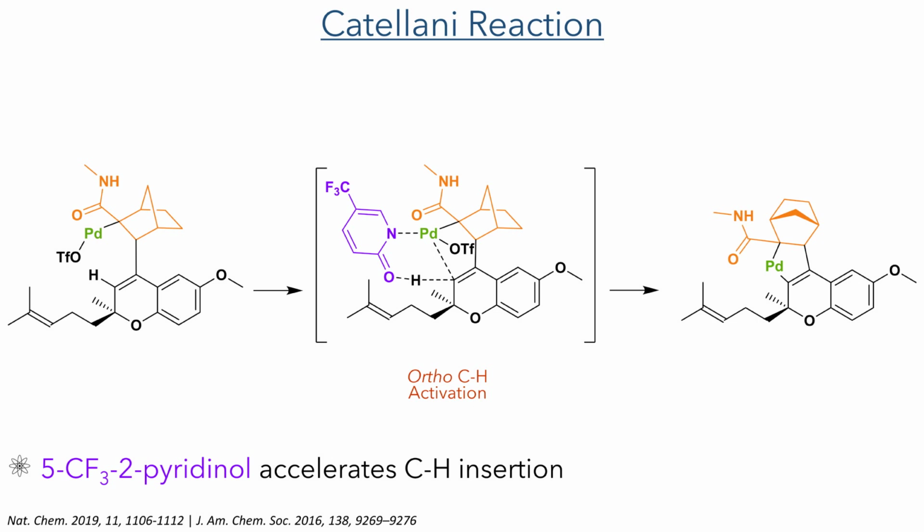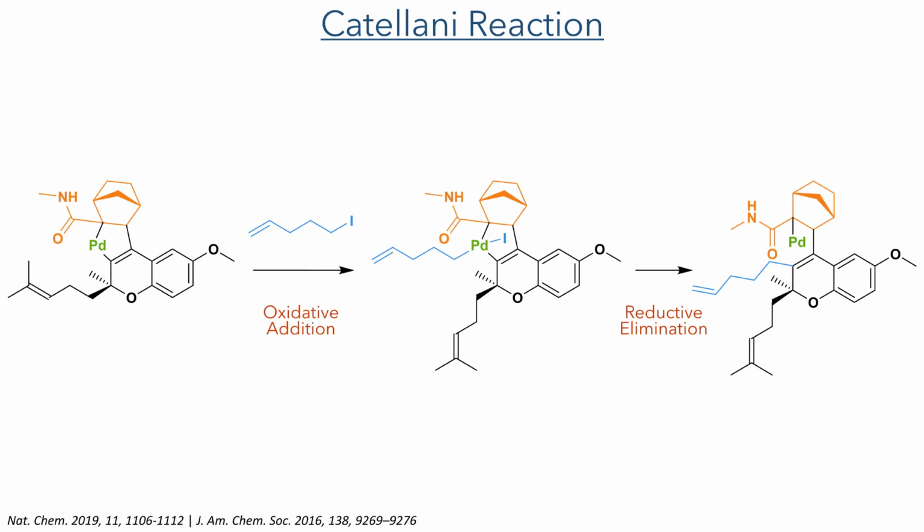5-trifluoromethyl-2-pyridinol additive. This reacts in its pyridone tautomer, where it can coordinate to the palladium through the nitrogen atom, while the oxygen acts as a hydrogen acceptor and lowers the activation energy for the CH activation. This step creates a new carbon-palladium bond, and the palladium then undergoes another oxidative addition, this time with an alkyl iodide. Reductive elimination from this species creates a carbon-carbon bond.